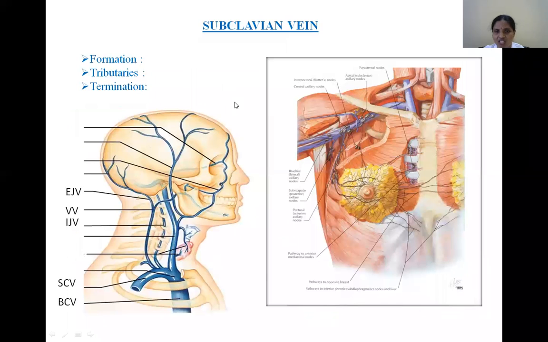Then the subclavian vein. It is not a content, but it is present beyond the clavicle. So what is the subclavian vein? It is just a continuity of the axillary vein beyond the clavicle, then extends up to the supraclavicular triangle, up to the medial border of the scalenus anterior. Its tributaries, as you know, the external jugular vein and internal jugular vein, are very important. And it terminates by joining the internal jugular vein to form the brachiocephalic vein.